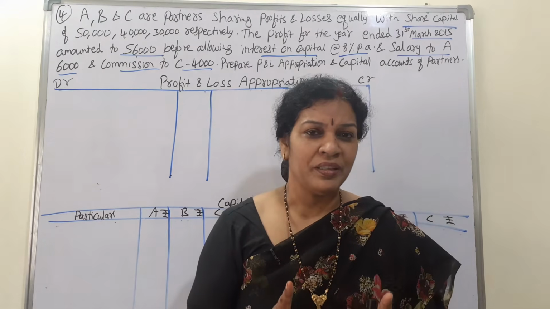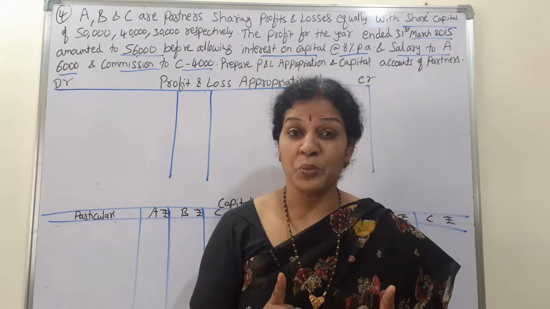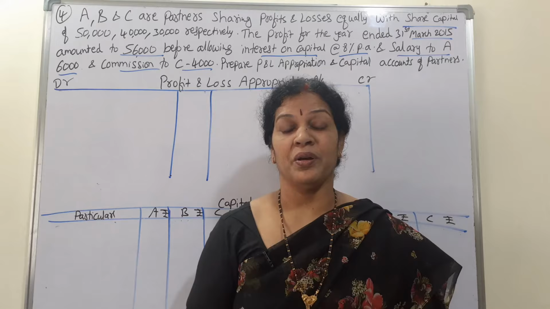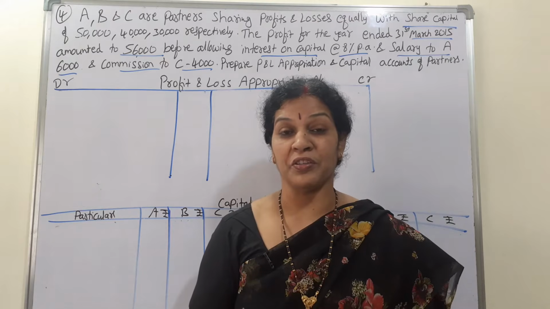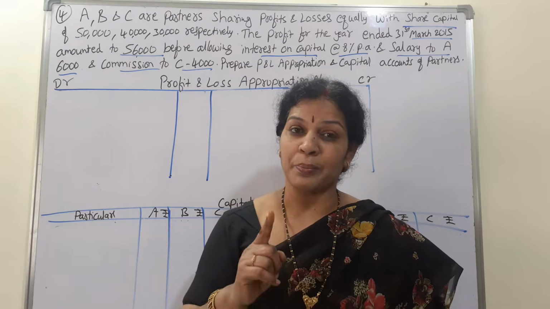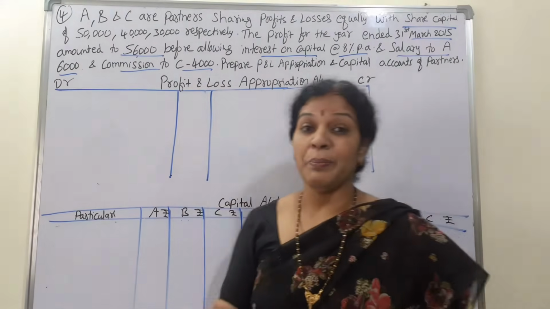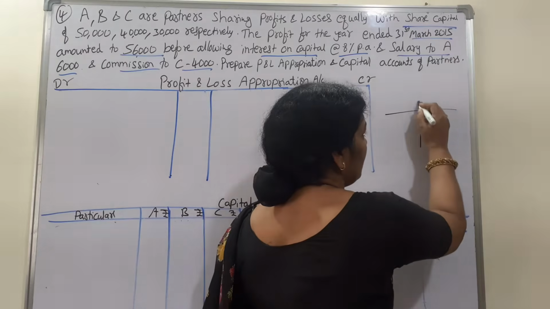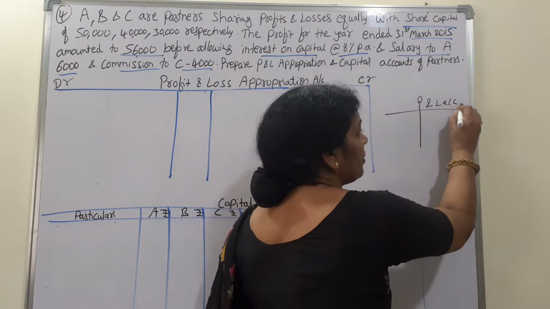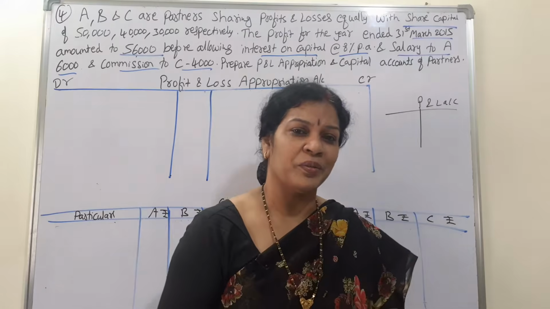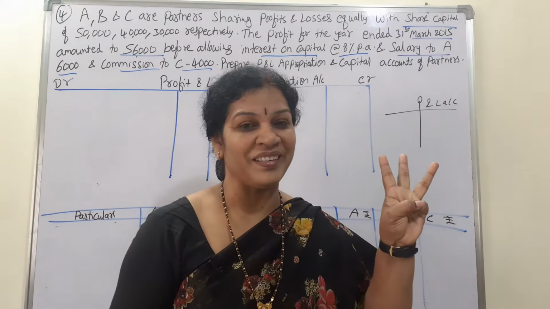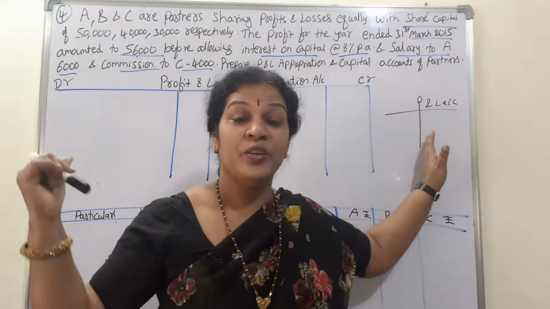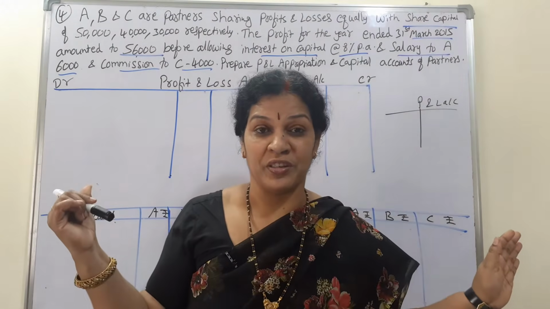Now for preparing these partnership accounts, you must know the profit and loss appropriation account. How do we prepare this profit and loss appropriation account? It will be prepared after the P&L account. You know the final accounts: trading account, profit and loss account, balance sheet. The same P&L account. Once you prepare this, you can go for the profit and loss appropriation account.